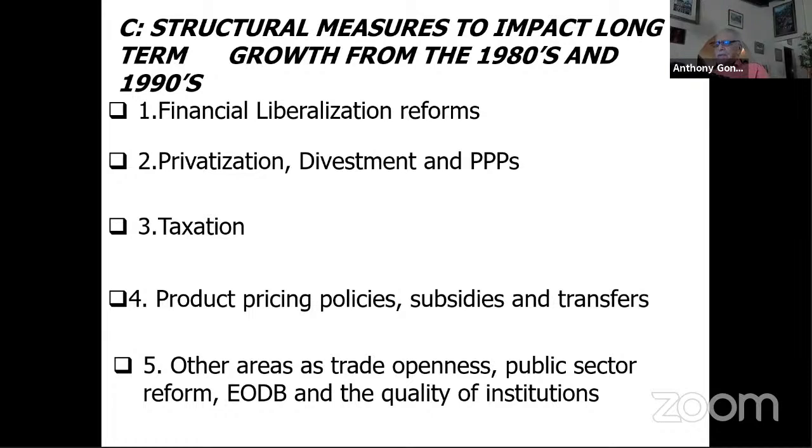So with that background, we could begin to look at what are the structural measures that were taken to impact long-term growth in the 1980s and the 1990s. Now, as I said, this represented a major shift from import substitution to export orientation, and in terms of growing a market-supported kind of economy away from state enterprises and engaging in trade and financial liberalization. So let's take, first of all, this issue of financial liberalization reforms.